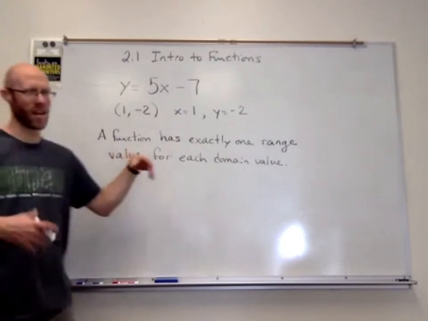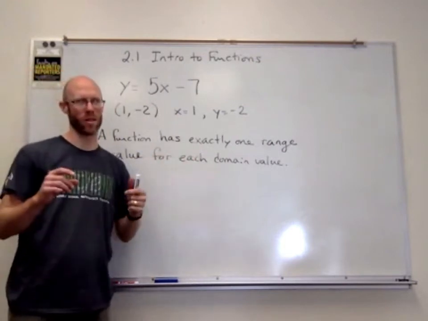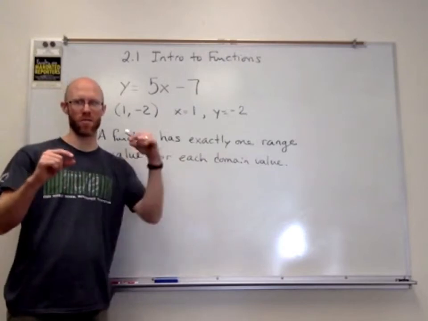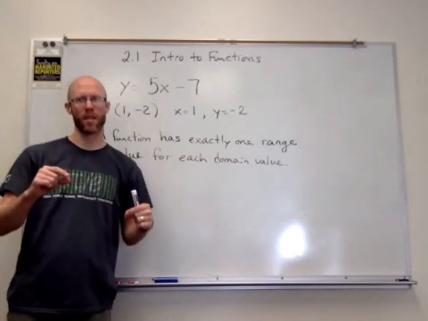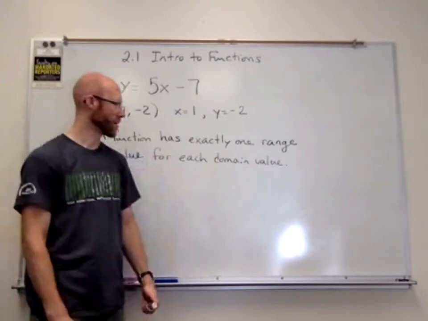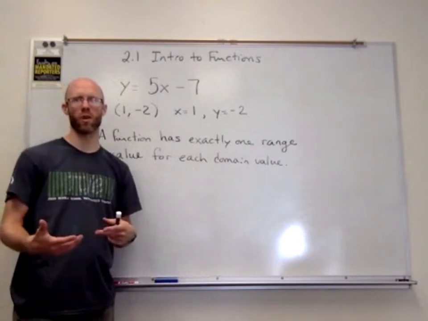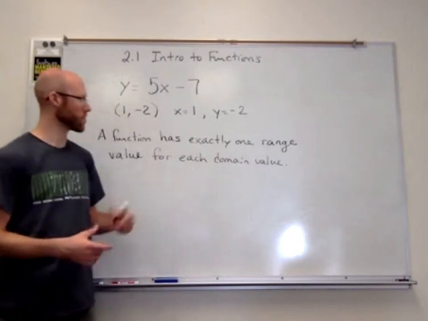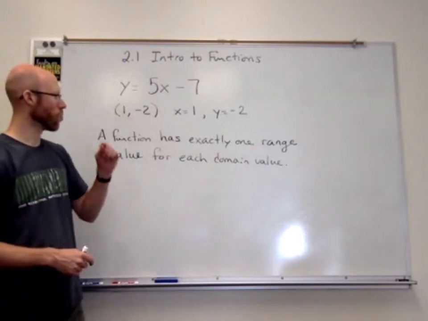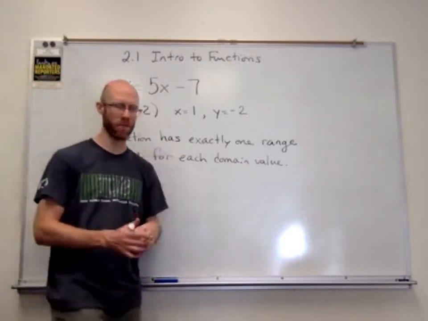So a function has exactly one range value for each domain value. There are certain types of relations where this is not the case, where the same x value gives you multiple y values. Those are not as useful or as easy to work with as functions are. So functions require one range value for every domain value.